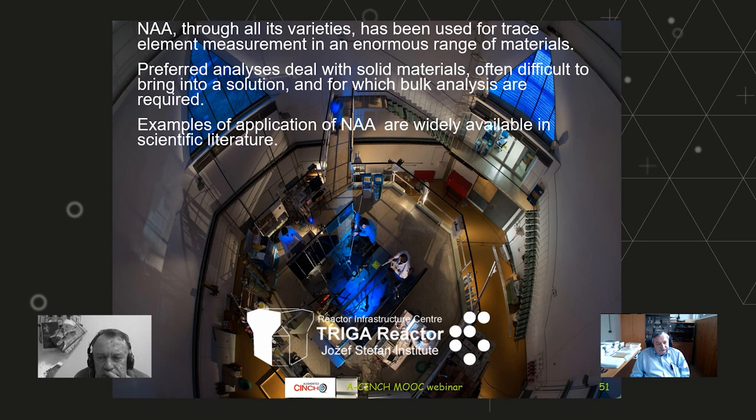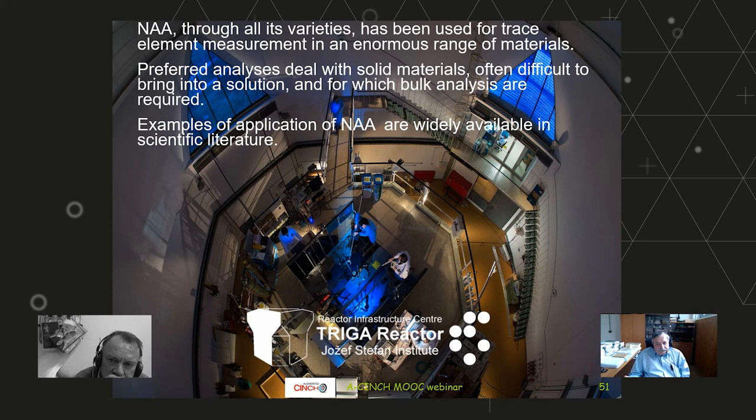I mean, the reactions are different, so the sensitivities are quite different. In the past, they were using this particularly for analysis of hydrogen, which you cannot analyze by classical neutron activation analysis at all. It is very sensitive to cadmium and so on. It also requires more demanding preparation of samples, because usually you have to have a thin layer, and usually everything has to be in vacuum and so on.